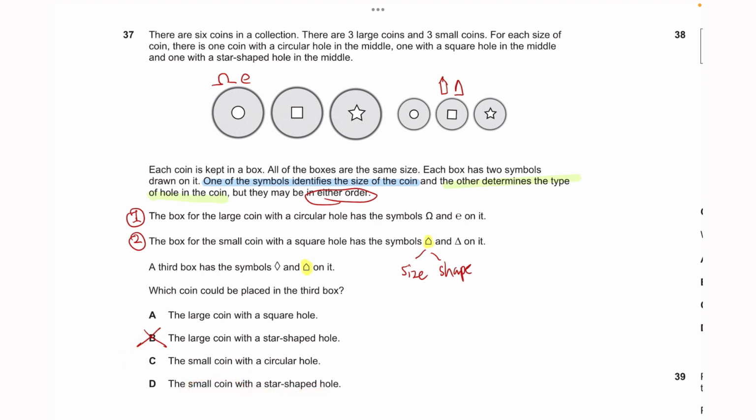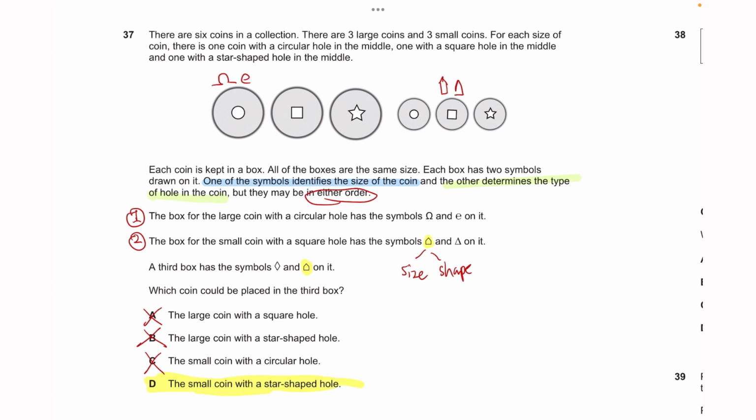Now let's look at box number 1. Box number 1 has large coin and circular hole, and it's got an omega and E, and none of that is used in the third box here. That means box number 3 cannot be large or circular. So we can slowly eliminate any option that has large or circular in there. So we can eliminate A and we can eliminate C. That means we're left with only one option, which is D, the small coin with a star-shaped hole. That would be our only option left over. So therefore, our answer to question 37 is D.